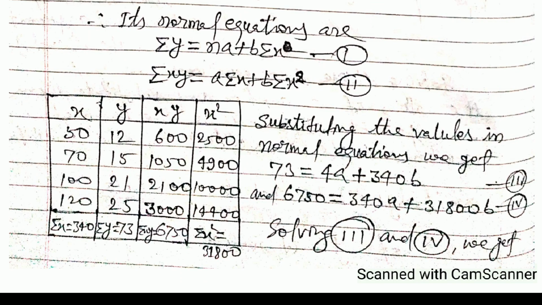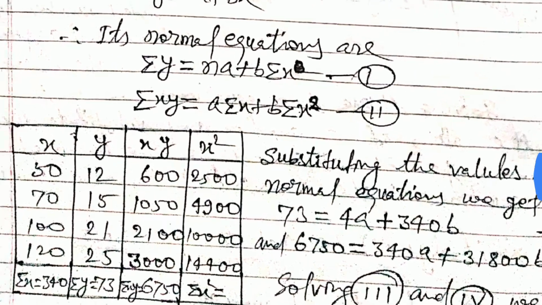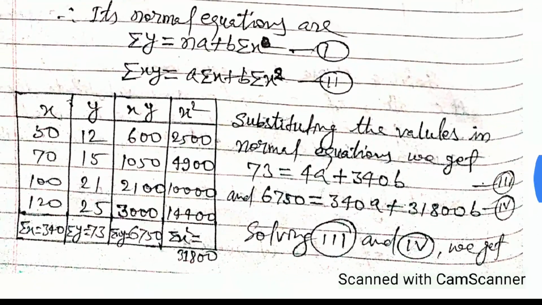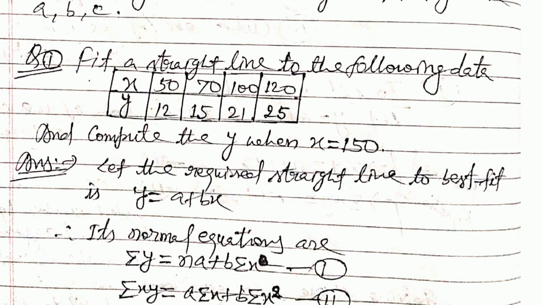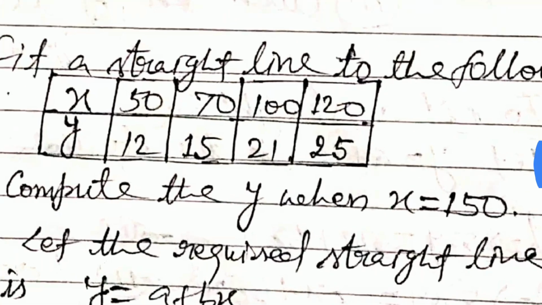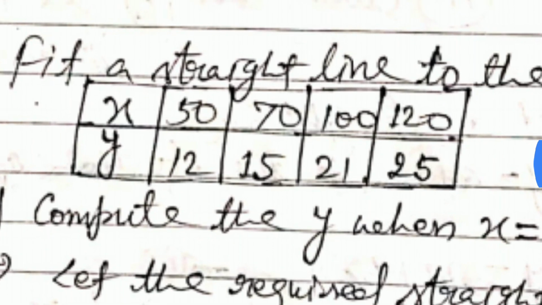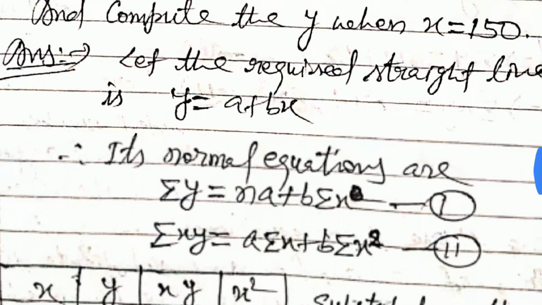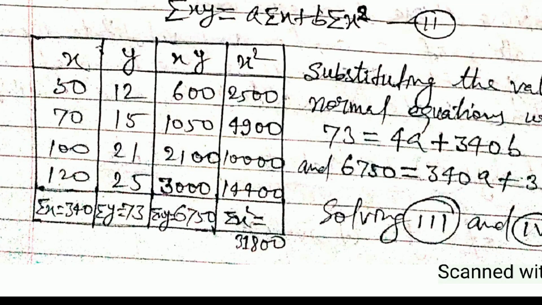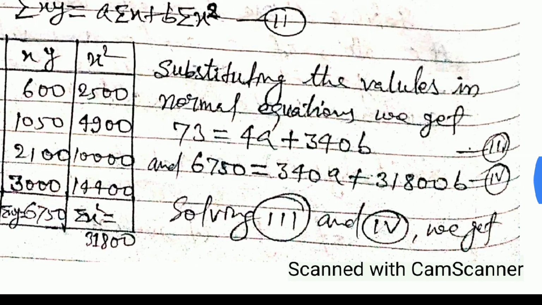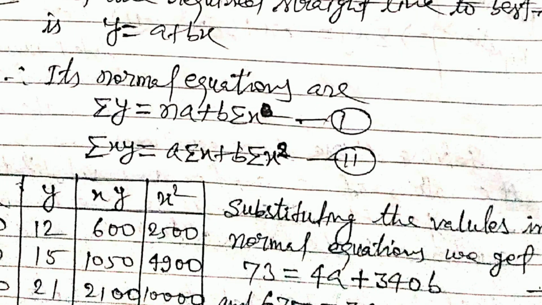What we need here is summation of x, summation of y, summation of xy, and summation of x square. So we obtain the table of x, y, xy and x square. We have the values of x and y, so from these we find these four columns, and then we substitute these values in the normal equations.